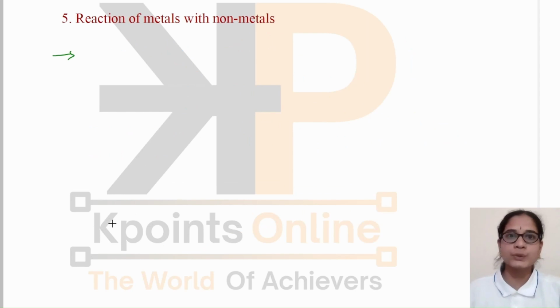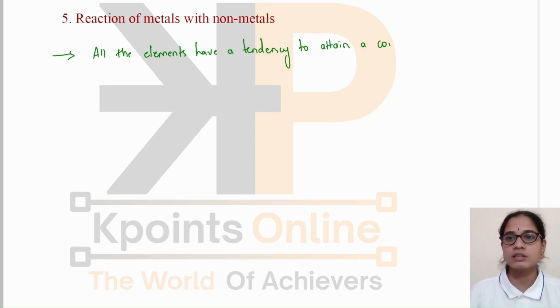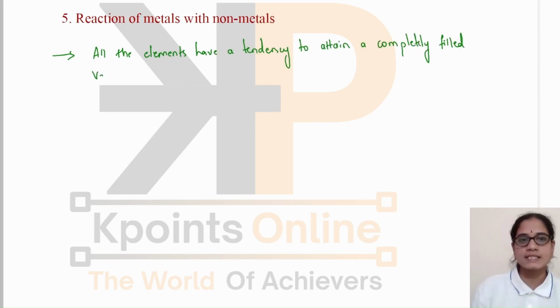Now we are going to discuss the reaction of metals with non-metals. So far we have discussed the reaction of metals with many other reagents. Now we have to understand the fact that these metals or elements which show reactivity with other elements do so because they always have a tendency to attain a completely filled valence shell. Yes, all the elements have a tendency to attain a completely filled valence shell.